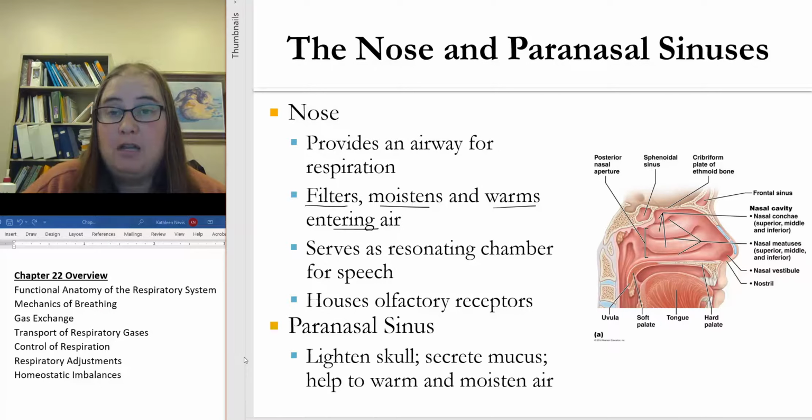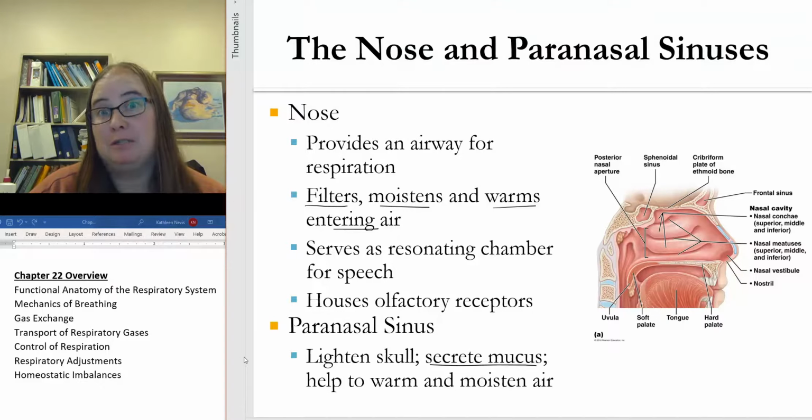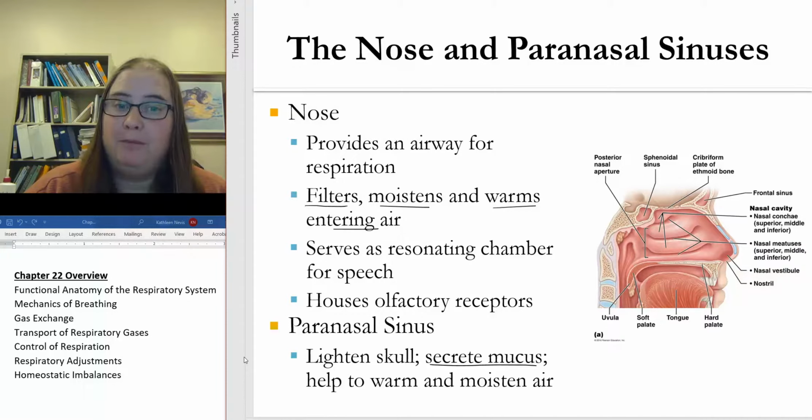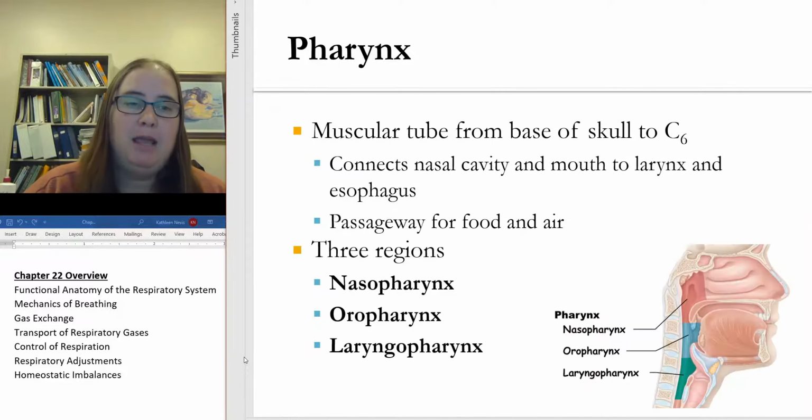One function of those sinuses is actually to lighten the weight of the skull. But we also have mucus secreted from the paranasal sinuses, and although we associate mucus as a bad thing, mucus is actually something that helps us trap pathogens, microorganisms, and dust particles, and clean that air as it comes through. It also helps warm and moisten the air. So again, we're going to see this common theme with our conducting zone structures as we move through the respiratory system.